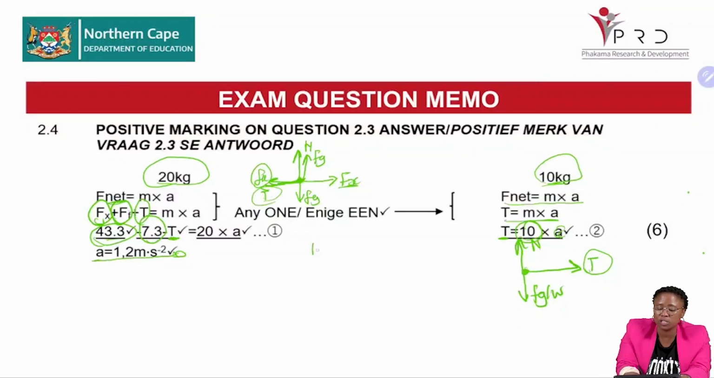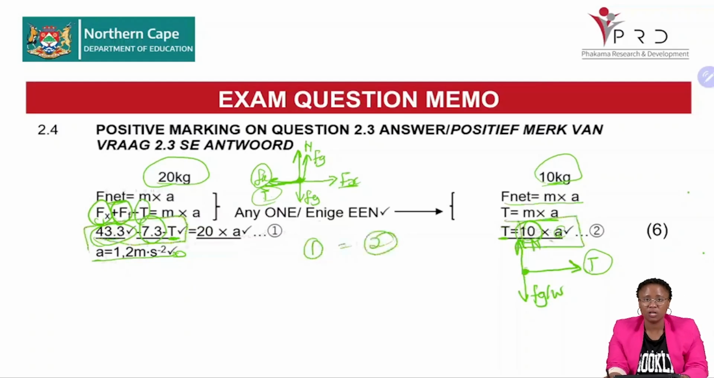After equating the two, you're going to say equation 1 is equal to equation 2, which means that you're going to equate that one and this one, and then when you are done doing your maths, you should get acceleration as 1,2 meters per second squared, and that's how you get your 6 marks.